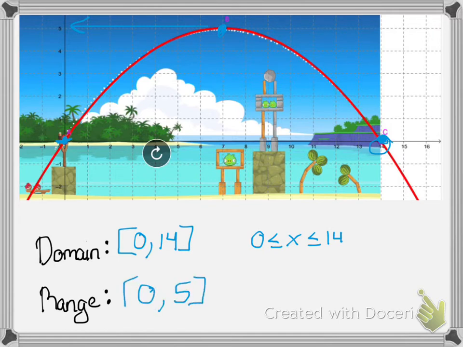This is how you write it in interval notation. And then if you were to write it in inequality notation, it would be 0 less than or equal to y less than or equal to 5. Because when we're talking about the range, we're associating the y values.